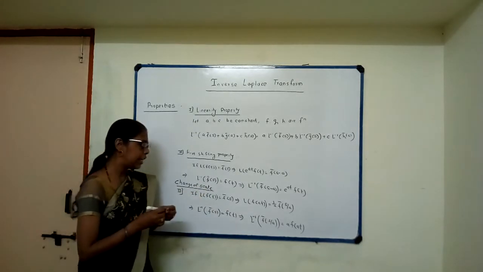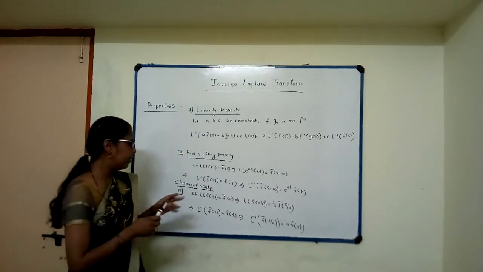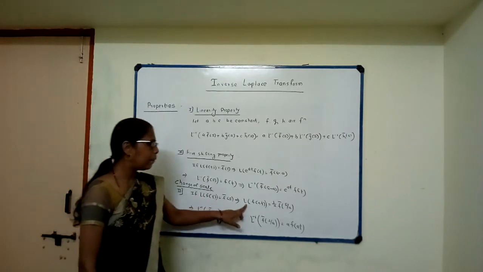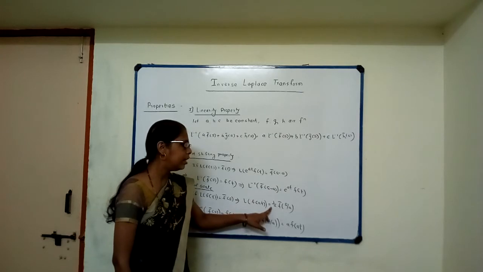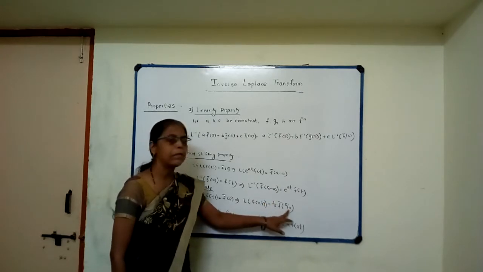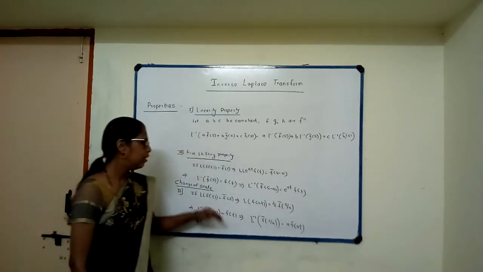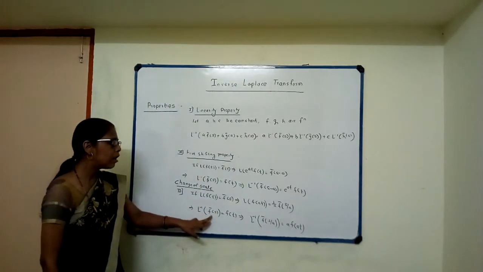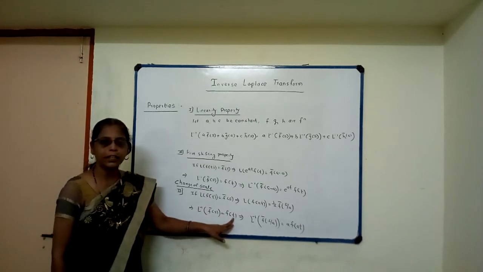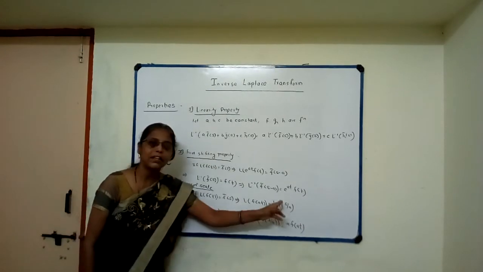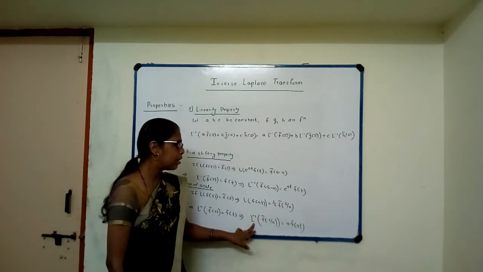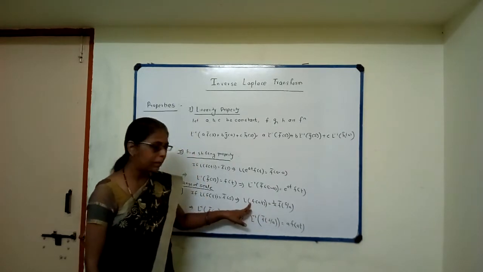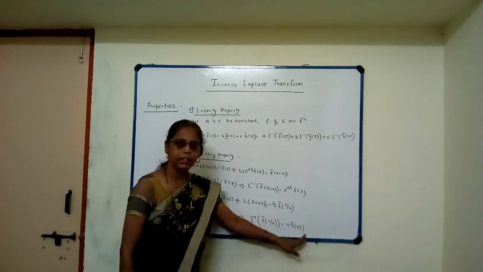Statement of change of scale property in Laplace is, if Laplace transform of f of t is f bar of s, then Laplace transform of f of at is equal to 1 upon a f bar of s by a. Now by applying reverse process we have, if Laplace inverse of f bar of s is equal to f of t, that implies take this Laplace to right hand side. So Laplace inverse of f bar of s by a, हा जो a divided by आहे तो इकडे मल्टिप्लाइड होईल, a into f of t.